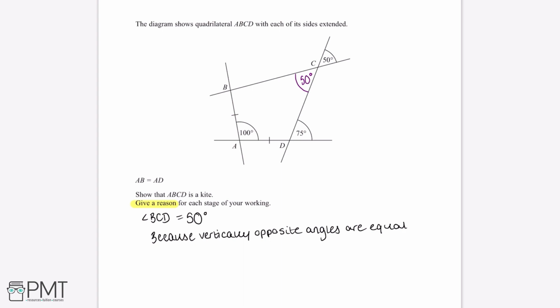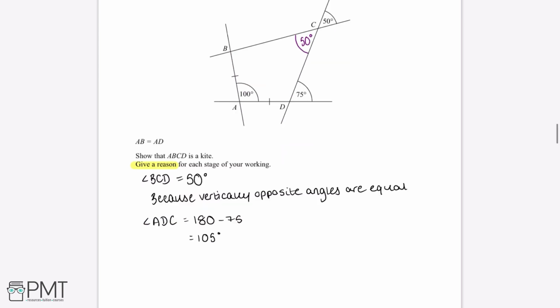So now the next angle we can work out is angle ADC. Now this line here is a straight line, and angles on a straight line add up to 180 degrees. So therefore, if this angle is 75 degrees, then angle ADC will be equal to 180 minus 75 degrees, which is 105 degrees. And again we need to give a reason for this. And our reason for this is because angles on a straight line add up to 180 degrees.